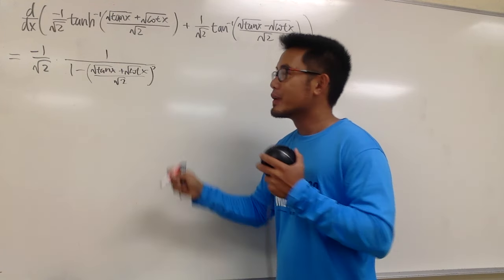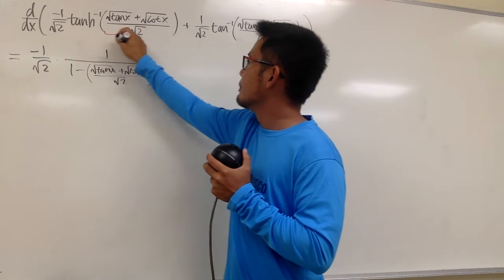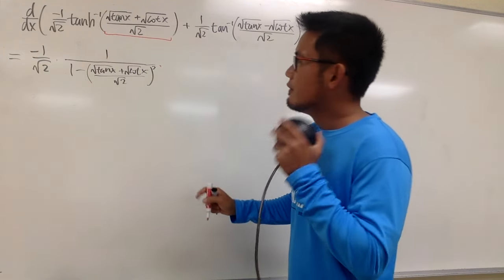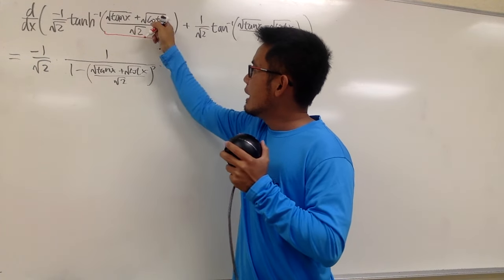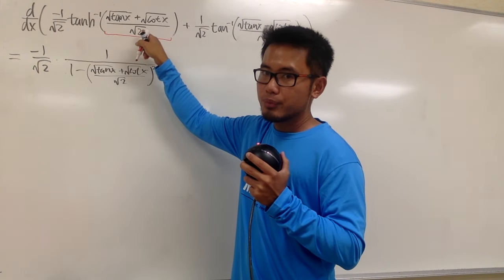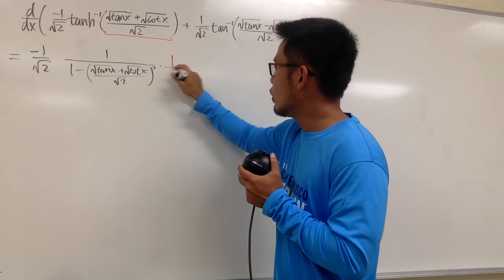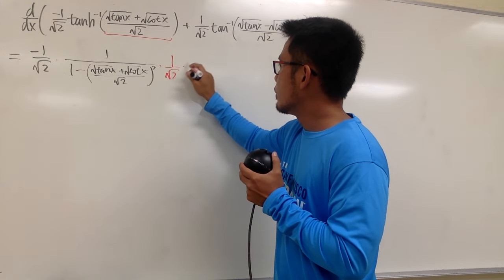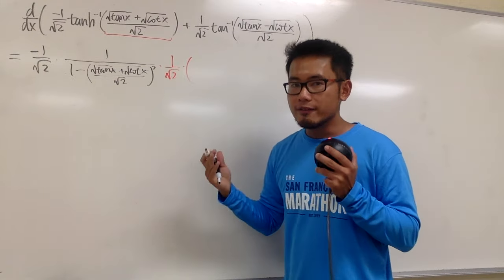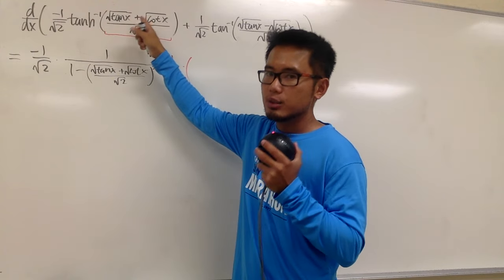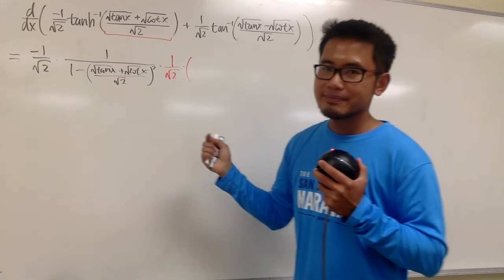And what's next? Well, we have to differentiate the inside by the chain rule. So let's go ahead and do that. First, notice that we have this and that over square root of 2. So that's a constant multiple. Let me first write that down. We have this 1 over square root of 2, and then we'll open the parentheses. So we can focus on differentiating square root of tangent x, and then we add it with the derivative of square root of cotangent x.